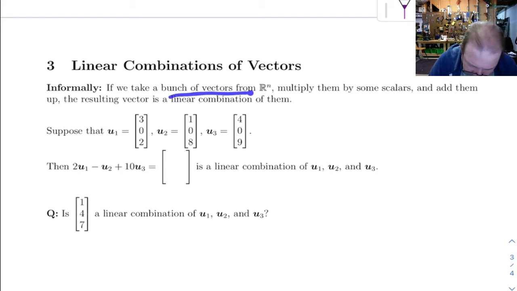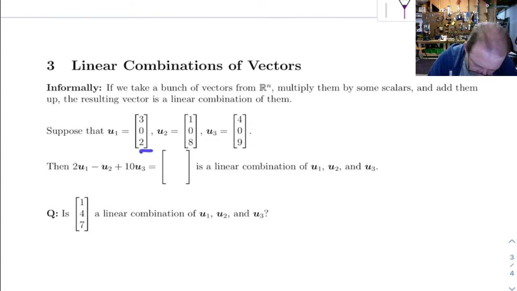If we take a bunch of vectors from Rn and multiply them by some scalars and add them up, the resulting vector is a linear combination of them. The only reason I'm saying from Rn is because we've got to make sure that the vectors are all the same size so we can actually add them together. So let's look at this example.